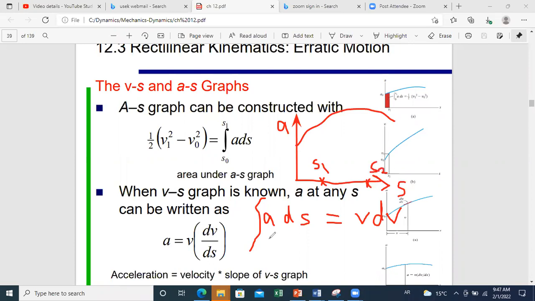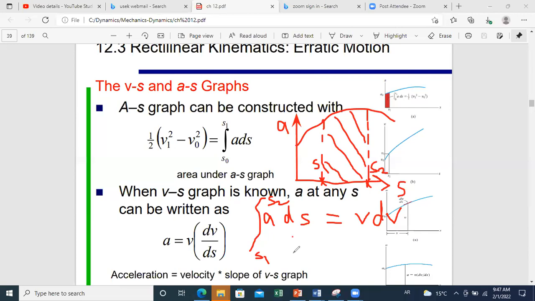If I tell you what is the integral of a ds between s1 and s2, all you have to do is go to your graph and plot these lines. They will determine an area under the curve. This area represents the integral of a ds between s1 and s2. Now, this was equal to what?